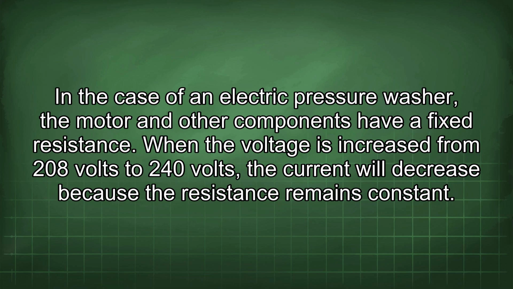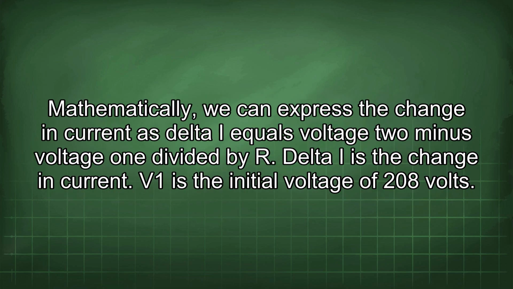In the case of an electric pressure washer, the motor and other components have a fixed resistance. When the voltage is increased from 208 volts to 240 volts, the current will decrease because the resistance remains constant. Mathematically, we can express the change in current as delta I equals (V2 minus V1) divided by R. Delta I is the change in current.